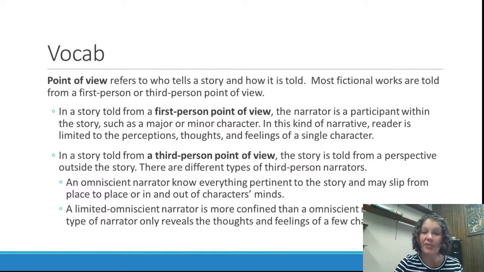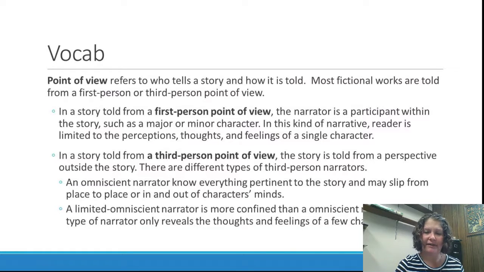In a story told from a third-person point of view, the narrator speaks from a perspective outside the story. So unlike the first person, where it's within the story, in a third-person narrative, the narrator is someone sort of outside of the story. Sometimes teachers talk about this as a God's eye point of view or a bird's eye point of view, as someone sort of above the story looking down on everything. There are a couple different kinds of third-person narrators, however.